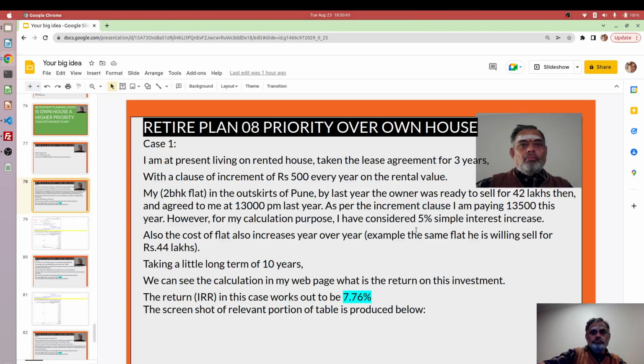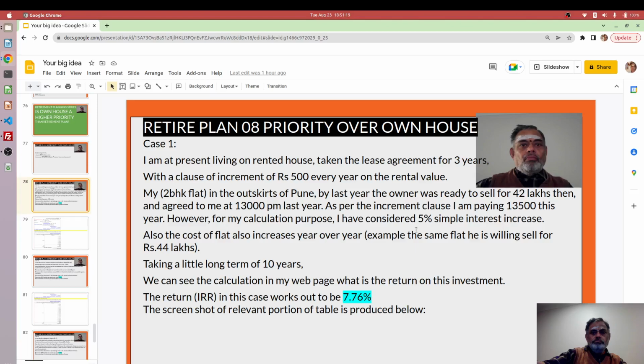I am at present living in a rented house, with a lease agreement for 3 years with a clause of an increment of 500 rupees every year on the rental value. My 2 BHK flat is on the outskirts of Pune. Last year, the owner was ready to sell for 42 lakhs and agreed to 13,000 rupees per month. As per the increment clause, I am paying 13,500 rupees this year.